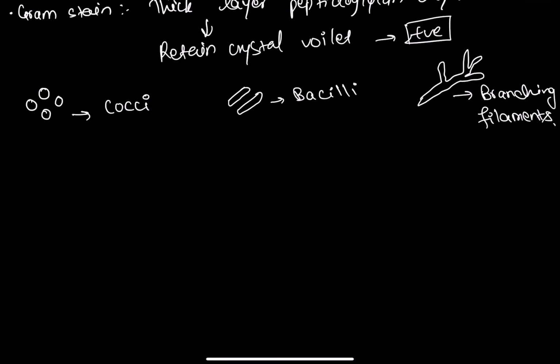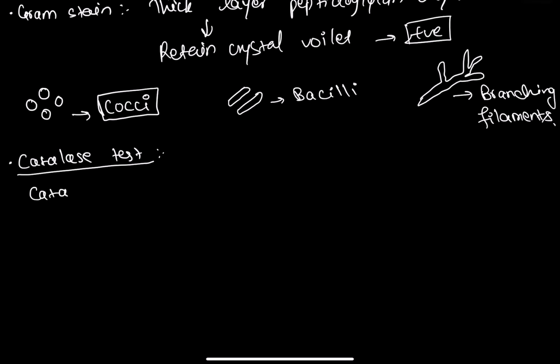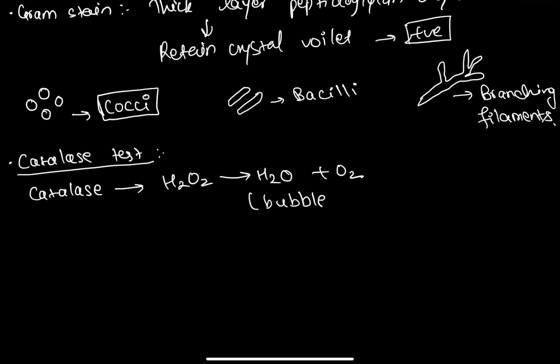Most of the bacteria that are gram-positive have the shape of cocci. So we have to differentiate these cocci on the basis of a test known as the catalase test. In this test, there is an enzyme known as catalase. This catalase will degrade hydrogen peroxide into water and oxygen, so there will be the presence of bubbles.